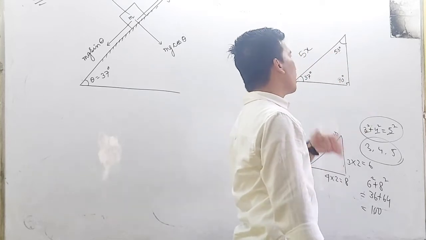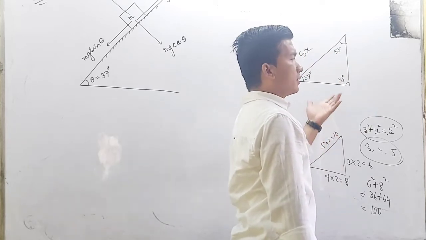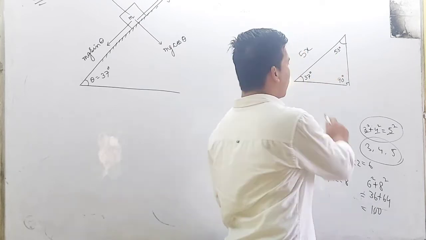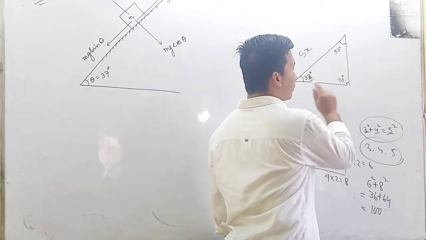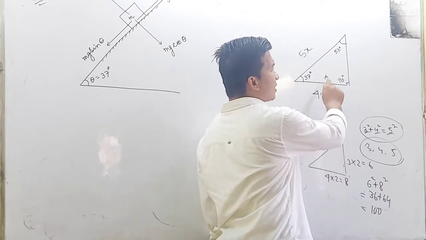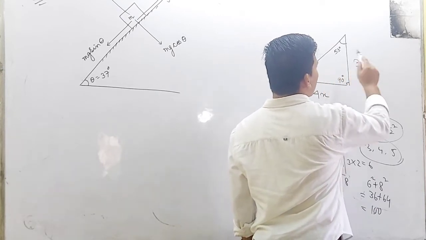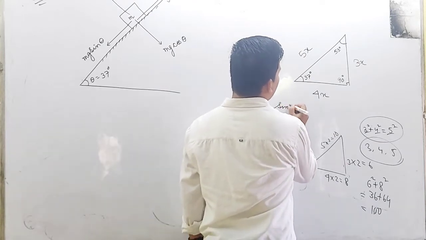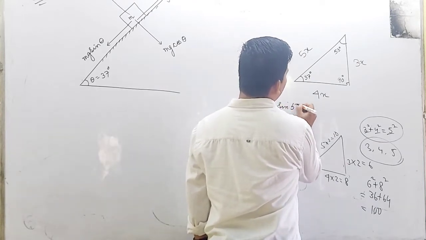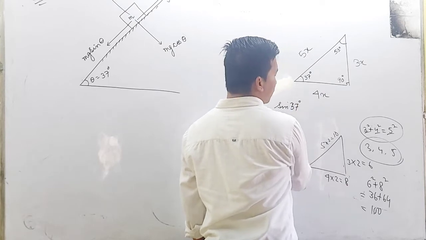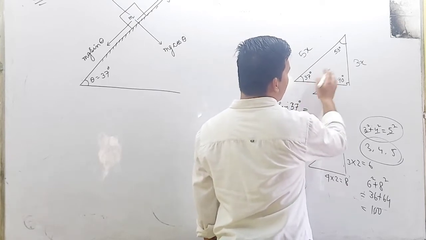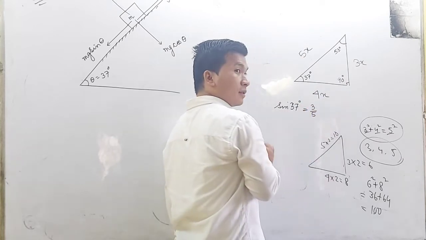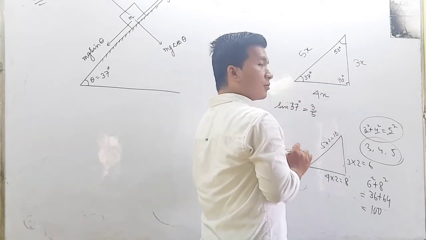Next, which one will be the second longest side? 53 is opposite, so it will be 4x. The smallest, 37, will be 3x. So if the question asks for sin 37, how do we evaluate it? Sin 37 means perpendicular by hypotenuse. This will be 3 by 5, 3x by 5x, the x gets cancelled out.